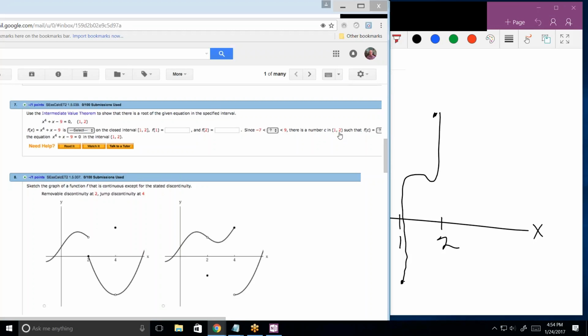But you can't get between -7 and 9 without going through 0, correct? Right. Can you get between -7 and 9 without going through -7? Yes, because it's an open interval. It may only be -7 at 1, and 1 is not in this interval. This interval is between 1 and 2. So it has to be such that f of c equals 0.